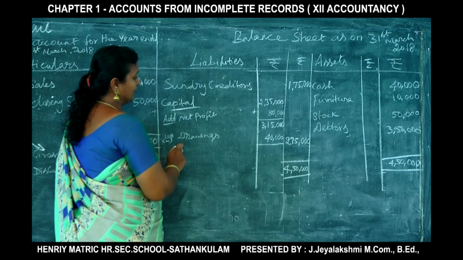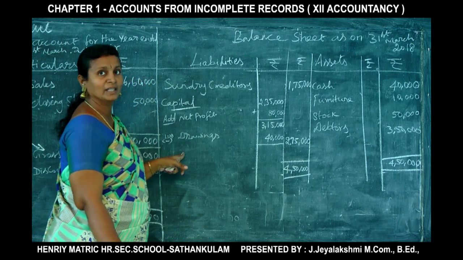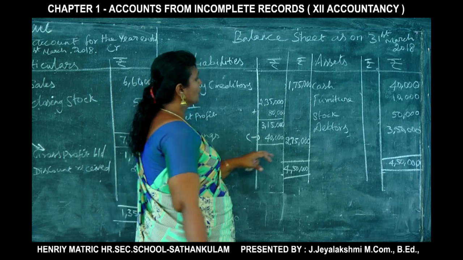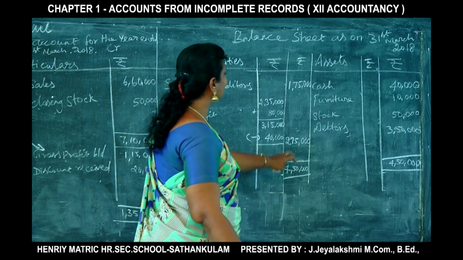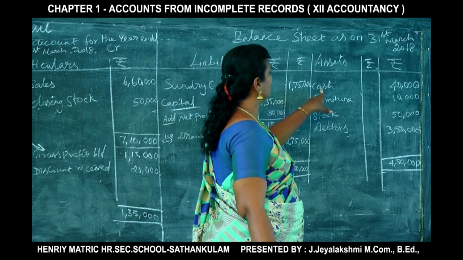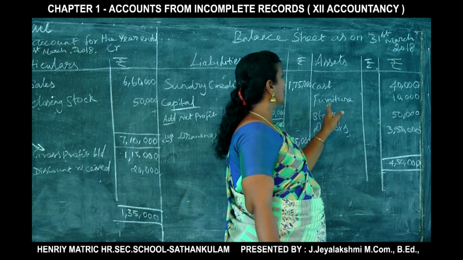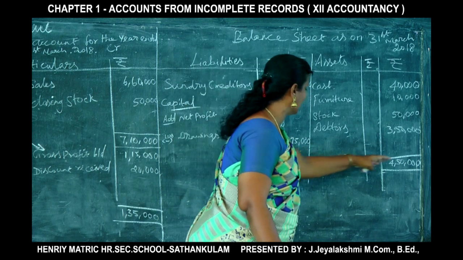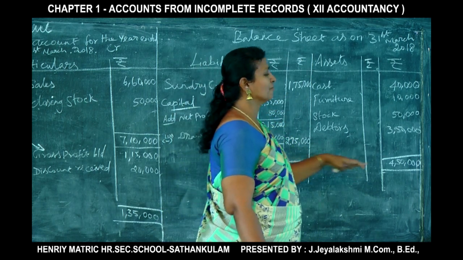Now you have to deduct the drawings. In the other information they are giving the drawings, so you have to deduct the drawings. Then what you get is 2,75,000. Then from the information, you enter the cash, furniture, stock and debtors. So on the two sides what do we have? The two sides are equal at 4,50,000.